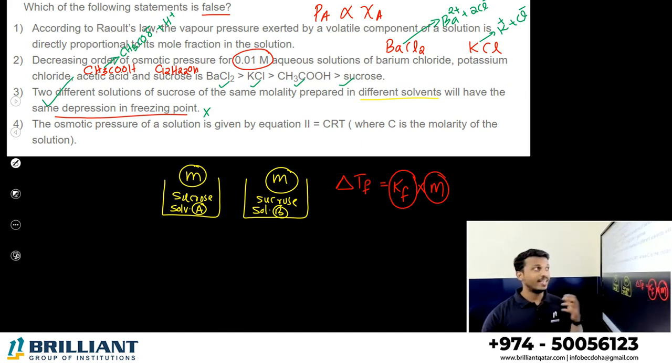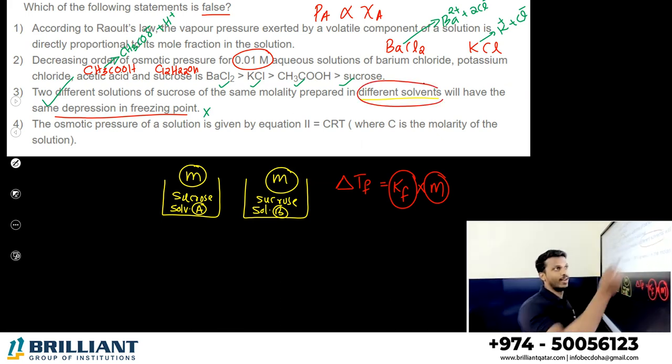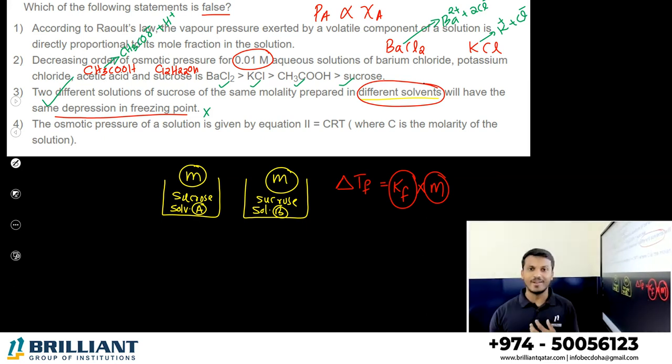They said we are using different solvents. Different solvents have different KF values. So delta TF can change. So there is no condition that it should be similar. Will we have the same depression? No, it is different. Option 3 is the correct answer. Shall we go to the next one?